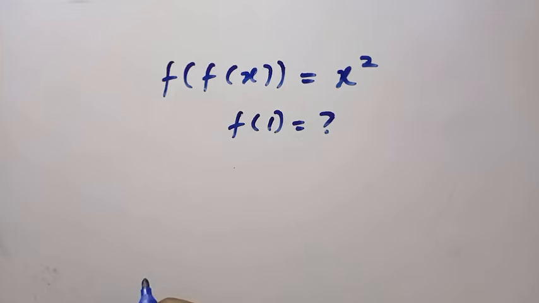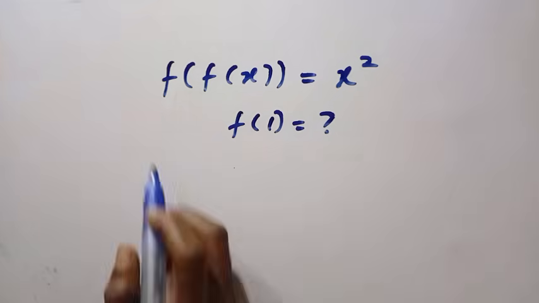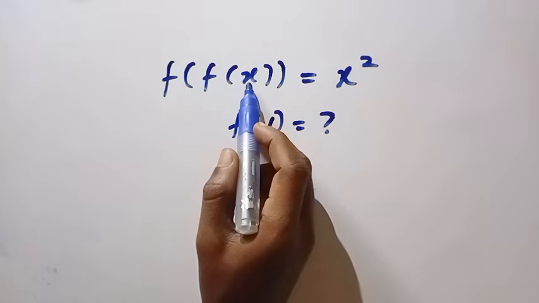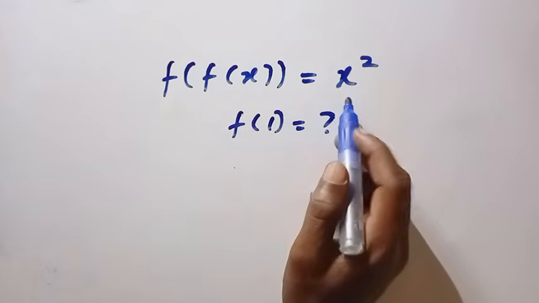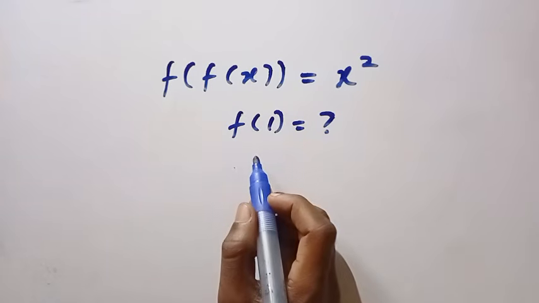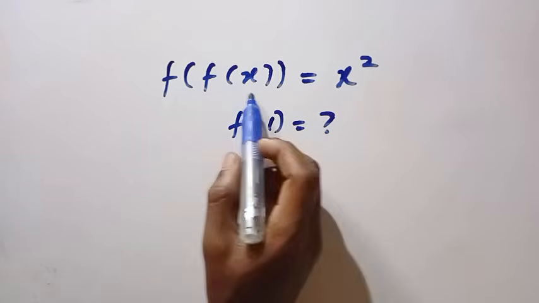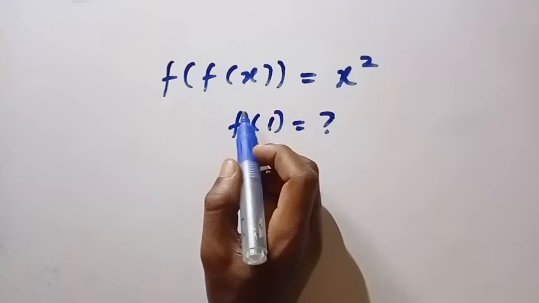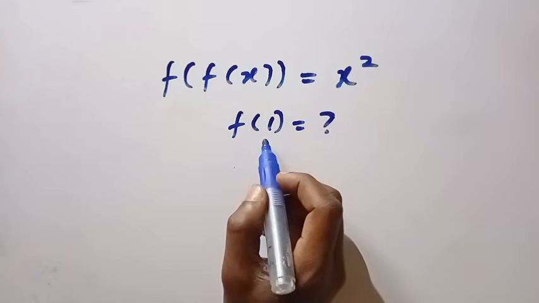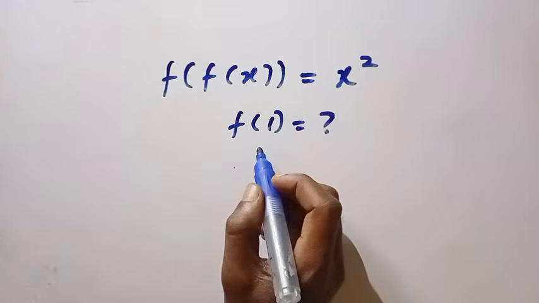Today we have an interesting functional challenge. F of x equals x squared. And what is f of 1? This is a composite function, and we are requested to find f of 1. And how do you solve this?